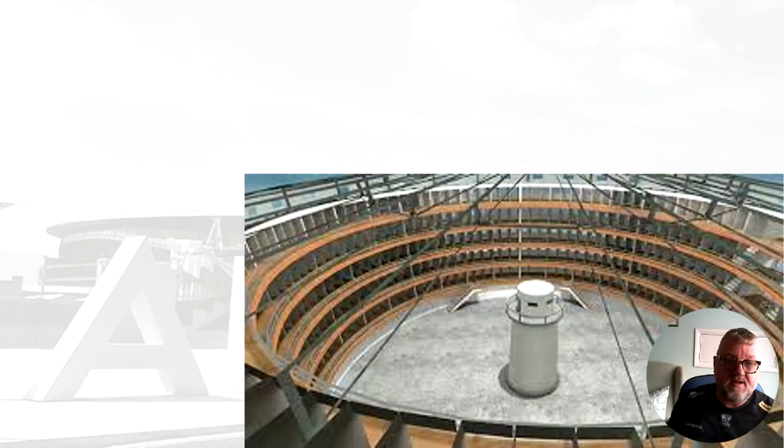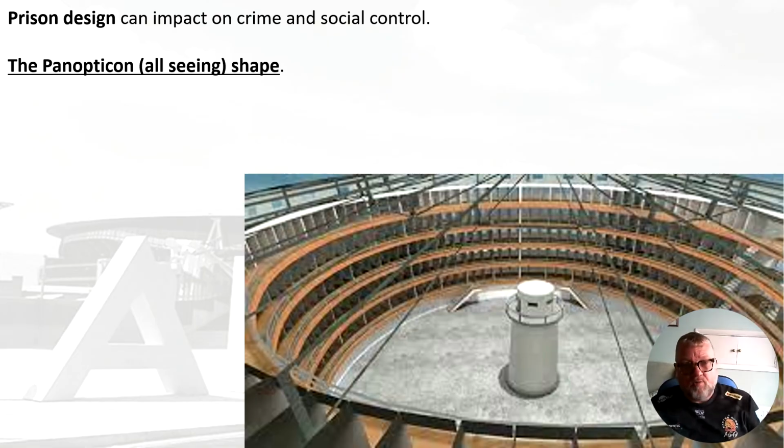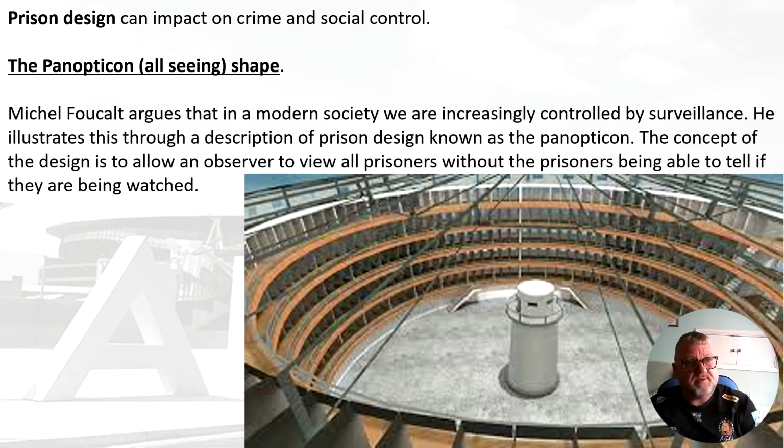Now, the other thing that you are expected to deal with under this AC is look at how prison design can impact on crime and social control. And here now we're talking about crime within prison and social control within prison. So we've already looked briefly at the panopticon, the all-seeing shape. This was an early prison design.